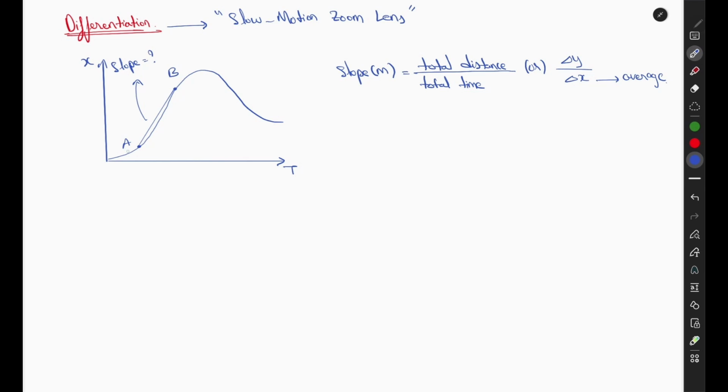This is where our slow motion zoom lens comes in. Let's zoom in on a tiny section of the curve right around the point A. As we keep zooming in, what happens? That little piece of the curve starts to look straight. And what's the slope of a straight line? It's constant. That slope, the slope of that infinitely zoomed in piece of the curve, is your instantaneous speed at point A.